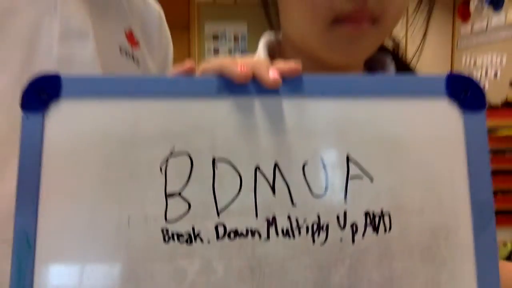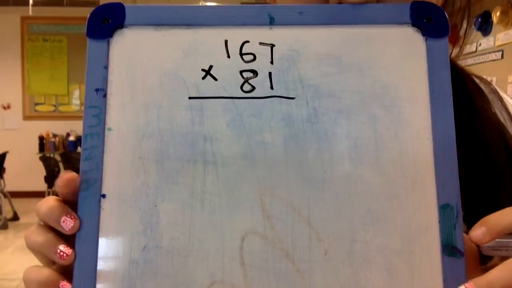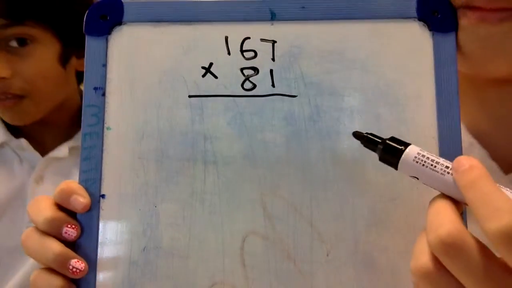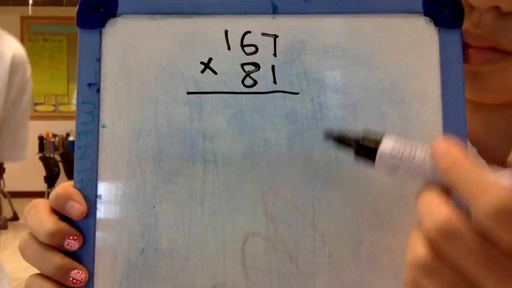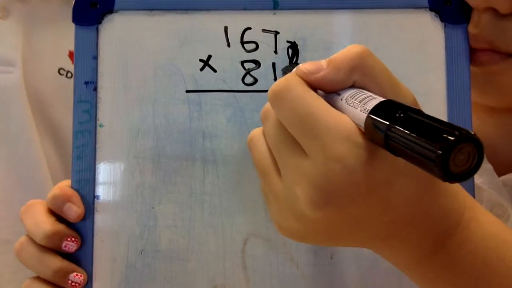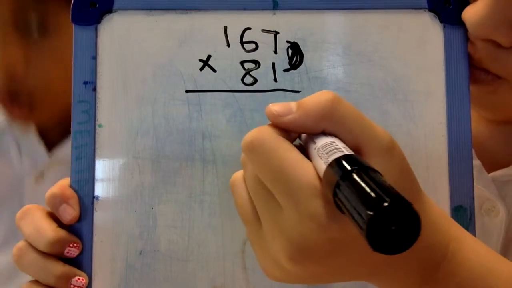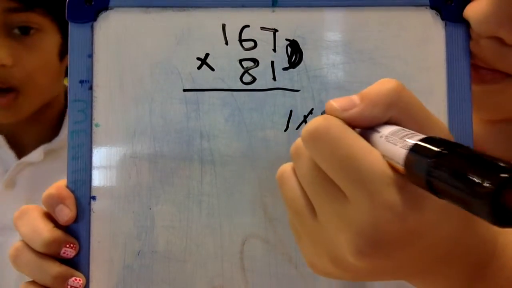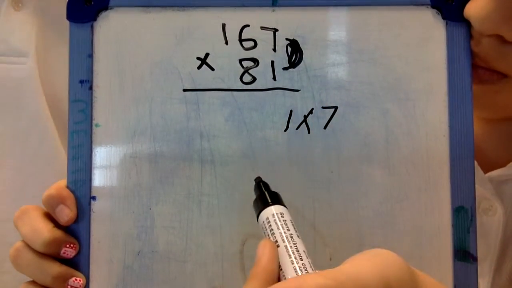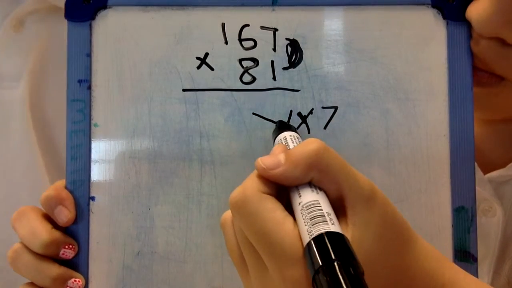Now, let's start with a problem. Let's do, for now, 167 times 81. First of all, we have to times 1 by 7. Of course, that's what all strategies do, right? But something different, we have to actually list what we're doing so we understand what they're asking for. 1 times 7. On the left of it, let's write the answer, obviously, 7.